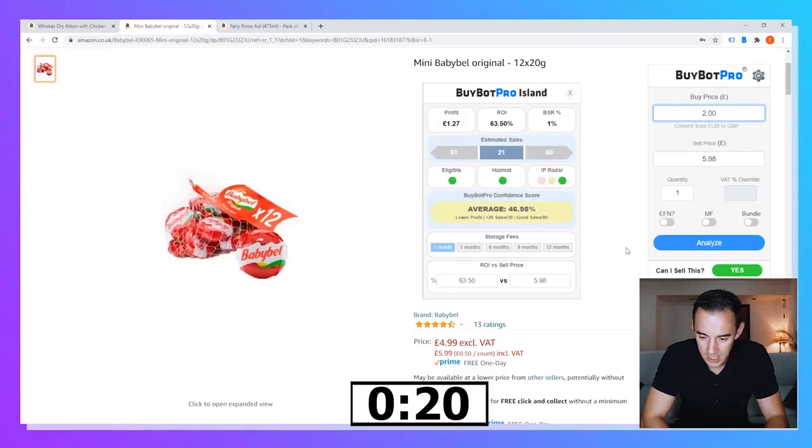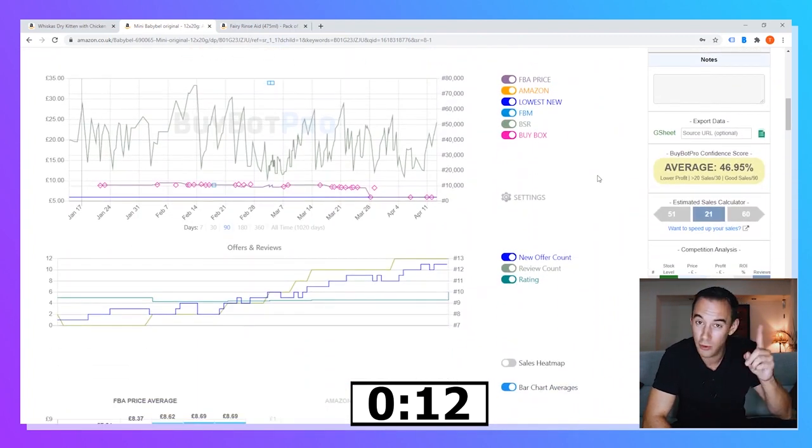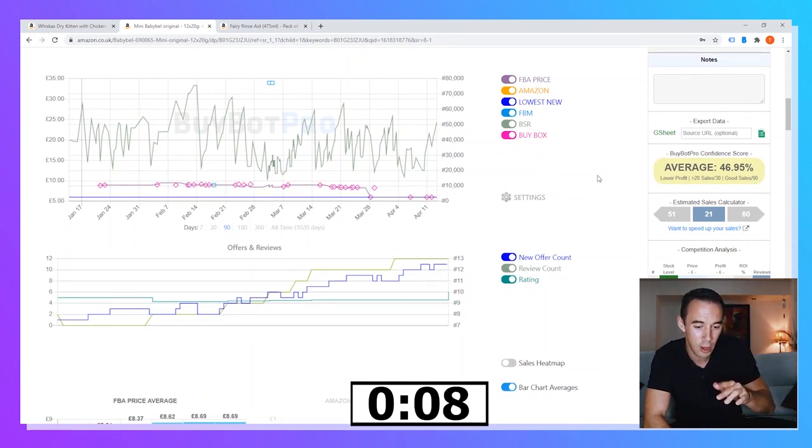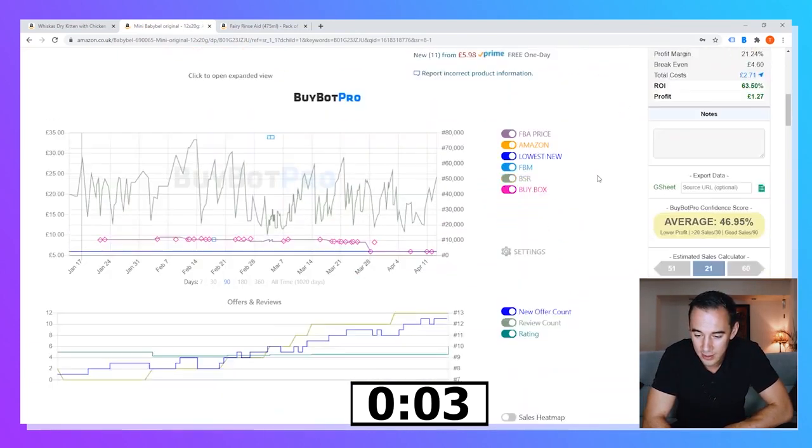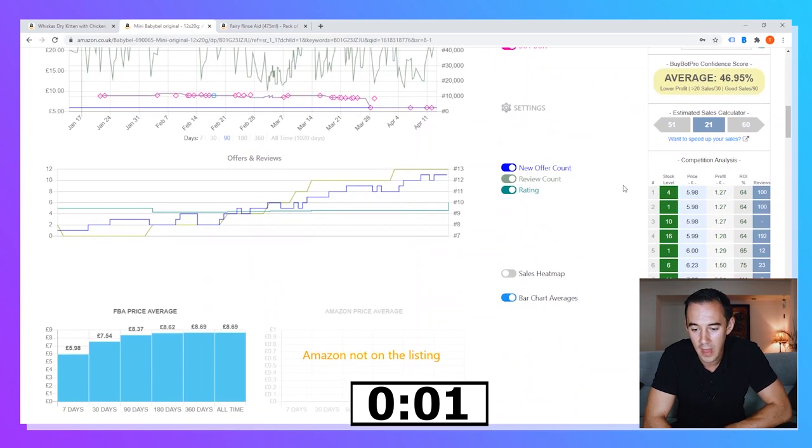Let's start the timer. Okay, am I eligible to sell? Green, IP radar green, profit 1.27, not high, ROI is good, but profit is low, sales a month 21, jump down, no Amazon, there is sales on that, I can see it, and that buy box price is historically low now, but I'm seeing the new seller count going up, I don't like the look of that. Let's look at the competition, there's quite a lot on that buy box, I'd probably say no, I'm not interested at £1.27 profit.